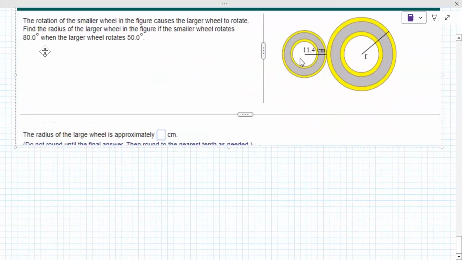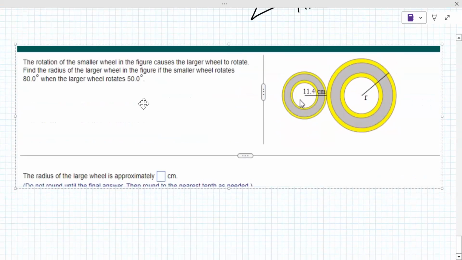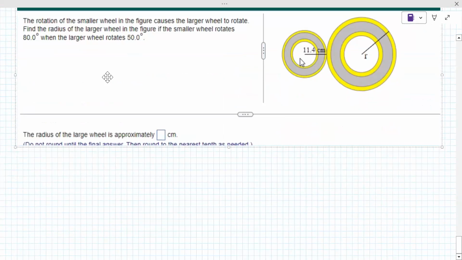Okay, here we go. It says the rotation of the smaller wheel in the figure causes the larger wheel to rotate. Find the radius of the larger wheel in the figure if the smaller wheel rotates 80 degrees when the larger wheel rotates 50 degrees. Okay, so this has got a known formula which I don't have off the top of my head. So our options are for me to figure this out or to move on to another question. Let's just move on to another question then.